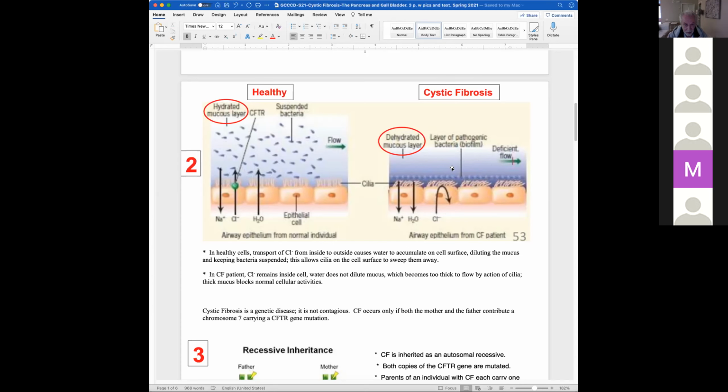So this is the problem. It's sort of like a mechanical problem that a mutation in this gene causes, that critical parts of critical organs get clogged up and they can't function properly.